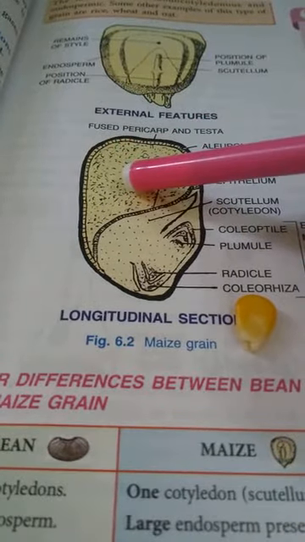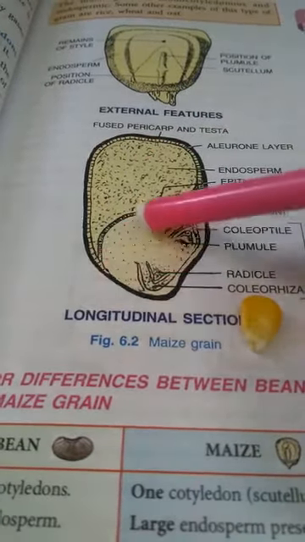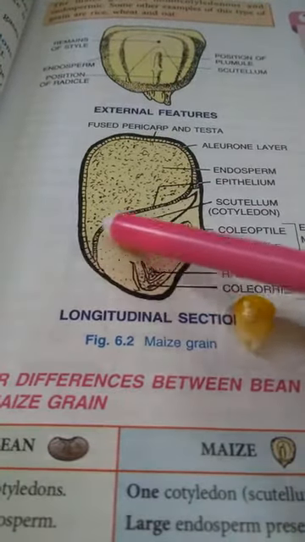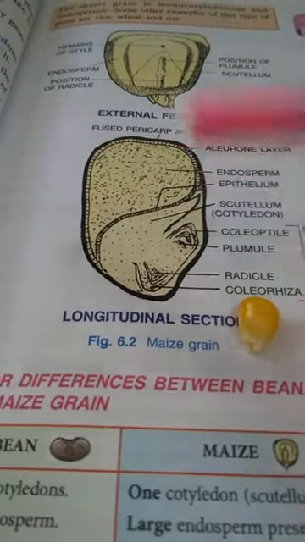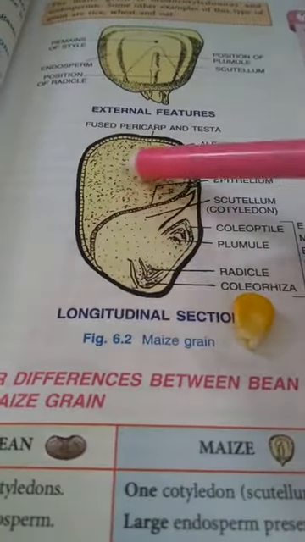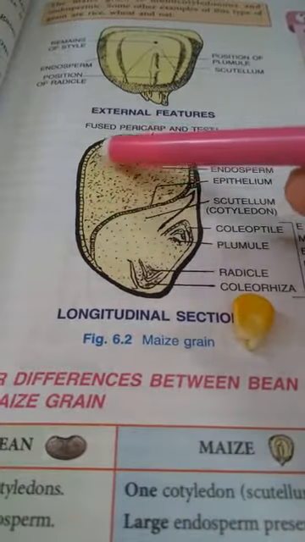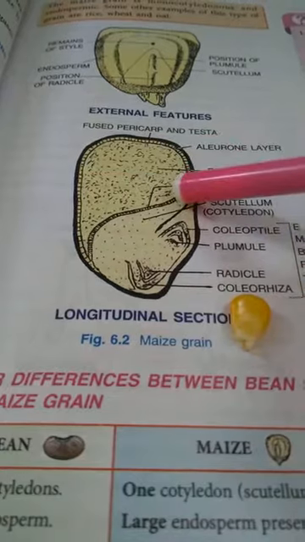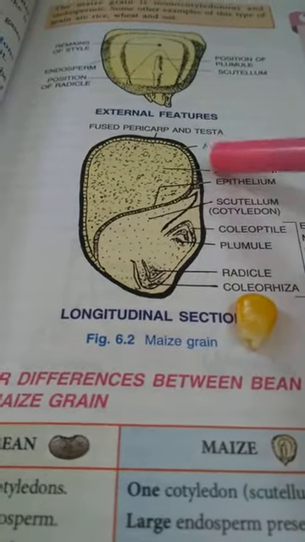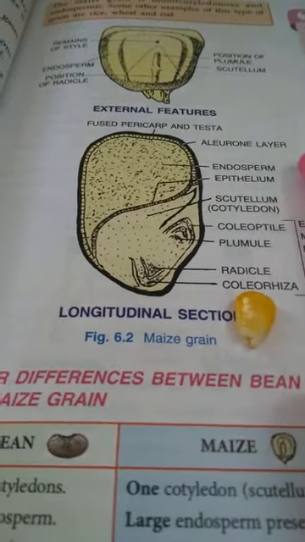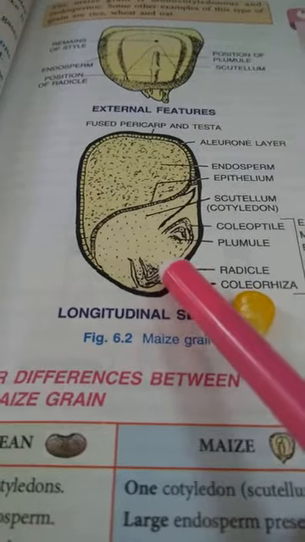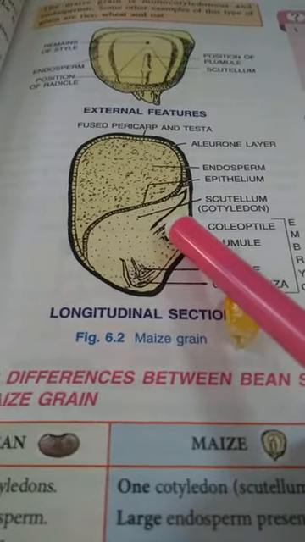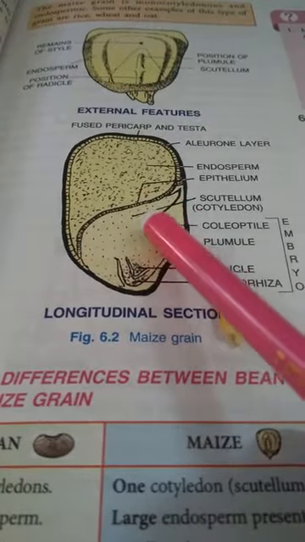This endospermic portion and embryonic portion are separated by the epithelial layer. So this layer is the epithelial layer, okay. Now the outermost layer of the endosperm is rich in starch, and this layer is known as aleurone layer. This embryo contains only one cotyledon, so it is monocotyledonous. So it contains only one cotyledon.